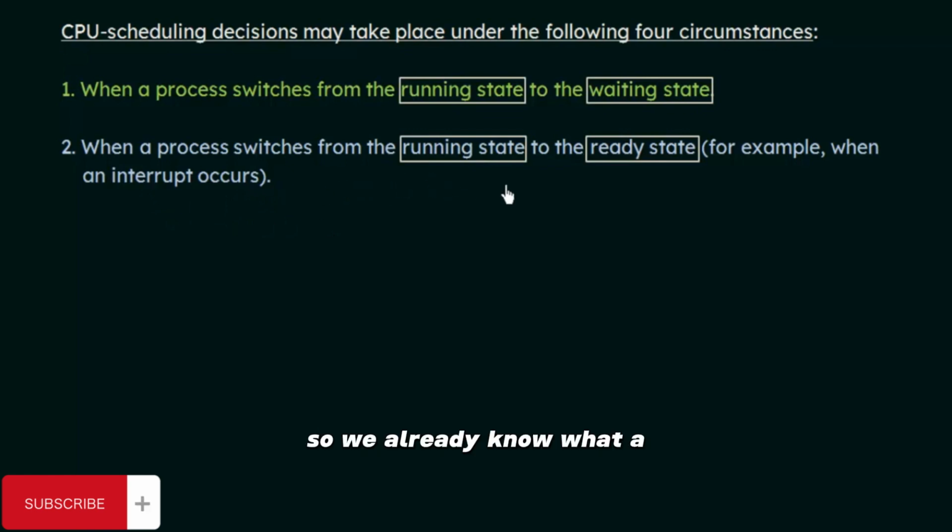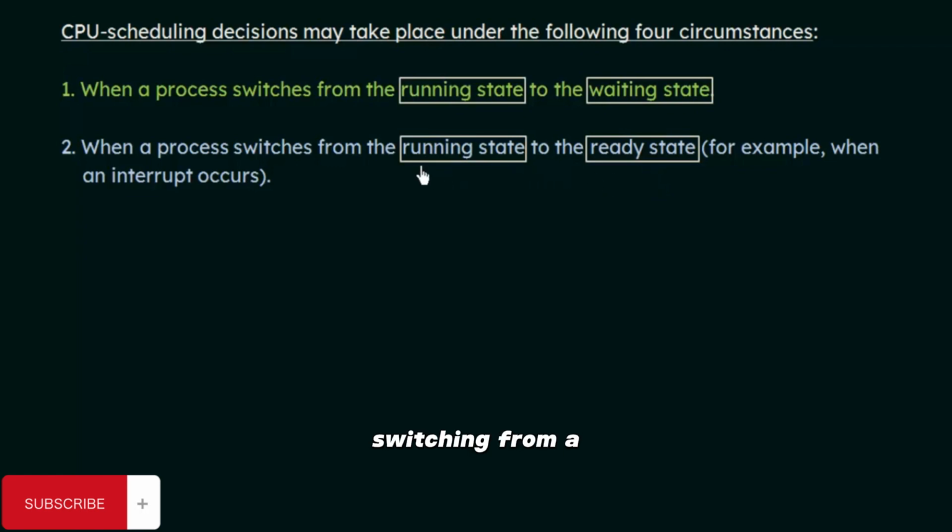So we already know what a running state is. When a process is using the CPU and undergoing execution, it is in running state. For example, when an interrupt occurs, at that time, the process will have to hold its execution. So it has not completed its execution, but due to some interrupt, it has to hold. Remember that the process execution has not yet completed. It still needs the CPU to complete its execution. So after the interrupt is handled, the process again goes back to the ready state. That means it is again ready to get the CPU to continue its execution. So that is what we mean by the ready state.